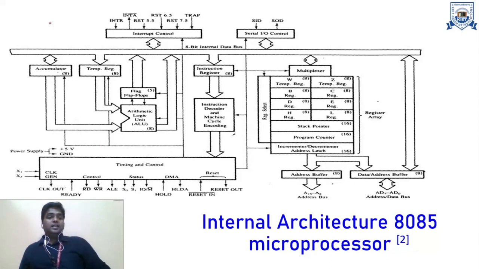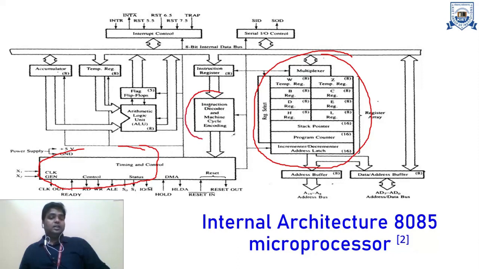This internal architecture is divided into some basic units. The first one is the register array. The next one is the timing and control unit, the second important unit of this architecture. The third one is the instruction decoder and machine cycle encoder. The fourth one is the interrupt control logic, which controls the external interrupts.